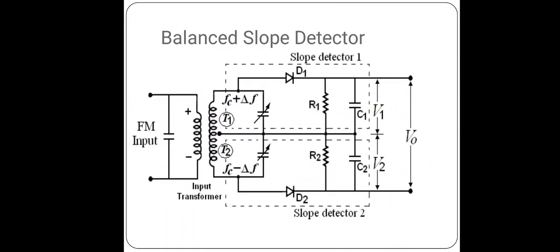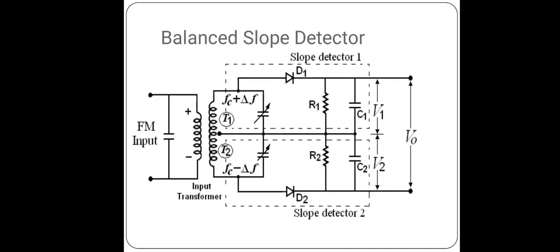First we see the balanced slope detector. The process is that we give the FM signal as input and convert it into the modulating signal. We are using a center tap transformer. The upper transformer is T1 and the lower is T2. We tune the upper transformer to FC plus del F and the lower transformer to FC minus del F. Two diodes are connected to the upper and lower halves of the center tap transformer, and then two resistors and capacitors are connected for the rectifying process.